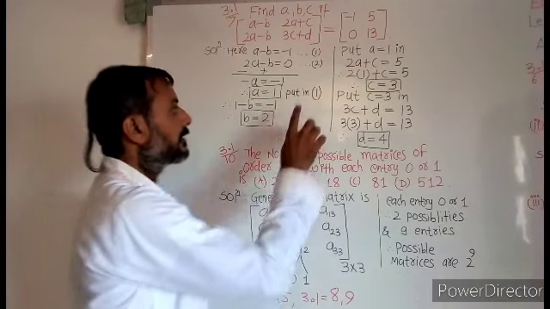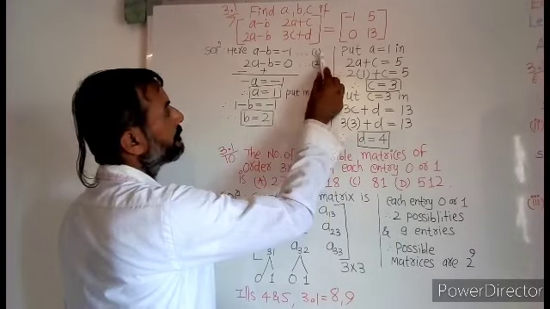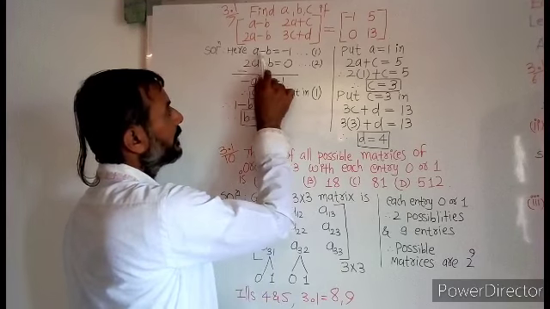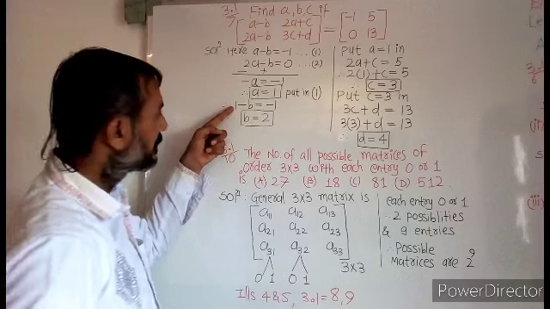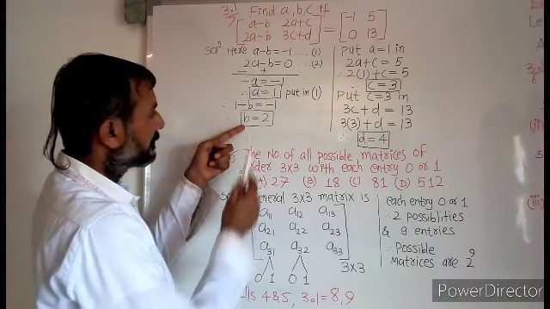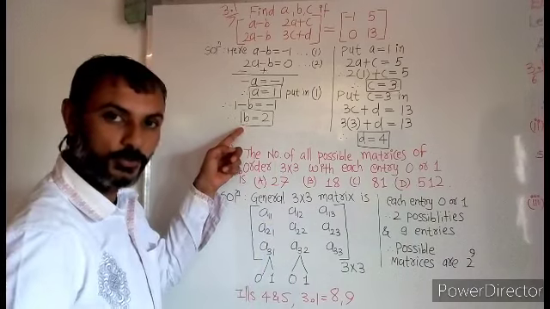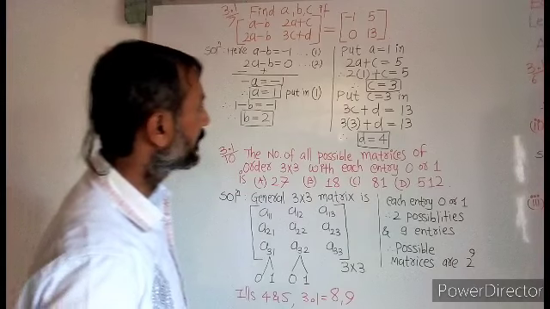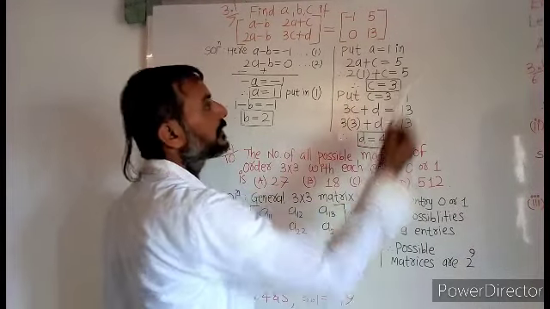Okay, put this value in equation 1. Put a equal to 1. So 1 minus b equal to minus 1. Taking b to the right side and the numbers to the left, we get b equal to 2. Values of a and b are calculated.